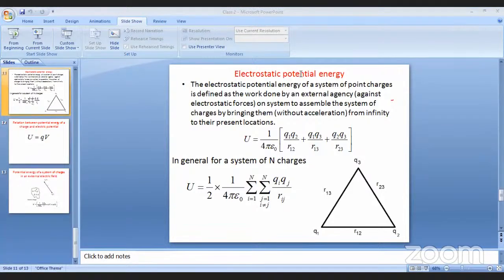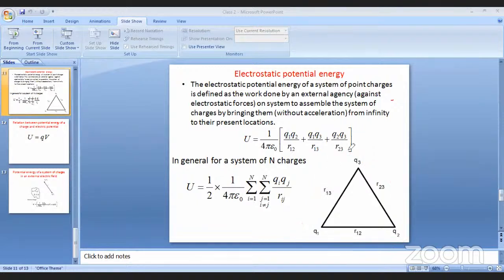So when you have a system of charges, like this example, Q1, Q2 and Q3, what is the work done by you to assemble all these point charges in space? The total work done by you, or you means actually the external agency. Whenever you want to assemble a system of charges, you have to do some work. That work done is actually the electrostatic potential energy.